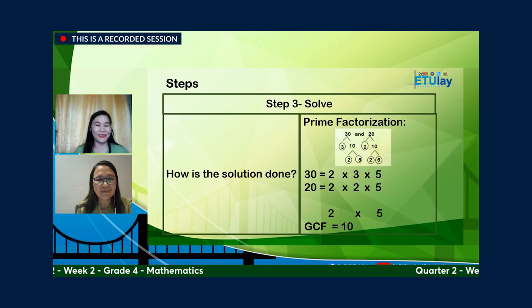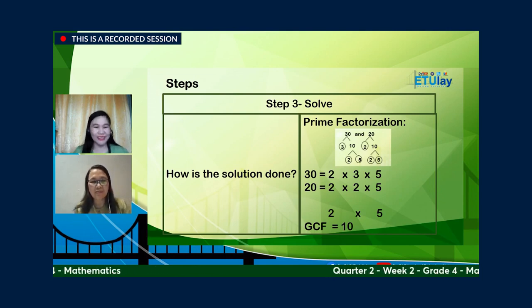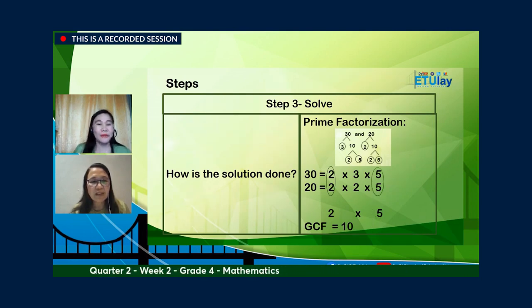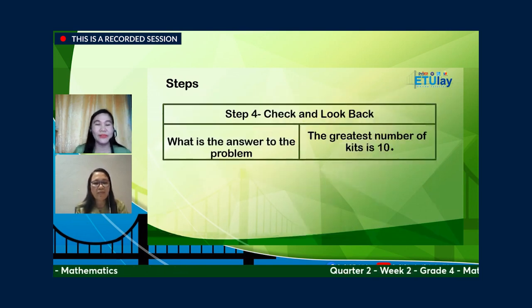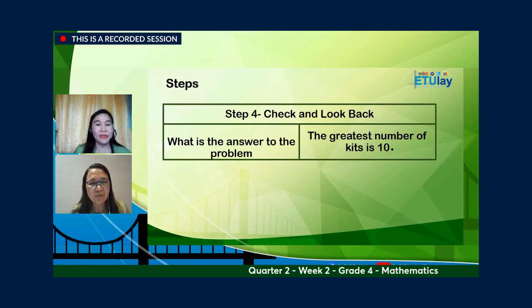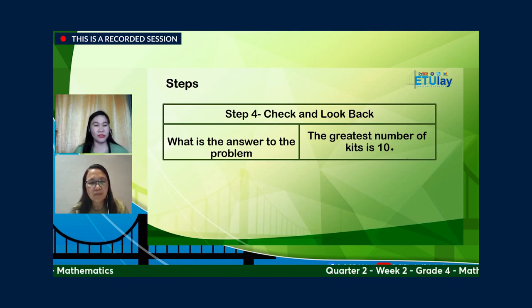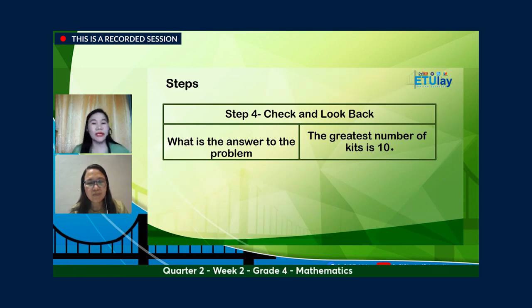And that is the greatest common factor. Okay? And the last one, ano nga ba yung ating pangatlong methods? Okay? So we have, or step 4, we have check and look back. So check and look back, nakuha mo na, nakita mo na yung tamang sagot. So what is the answer to the problem? Balikan mo siya. So the greatest number of kids is 10.